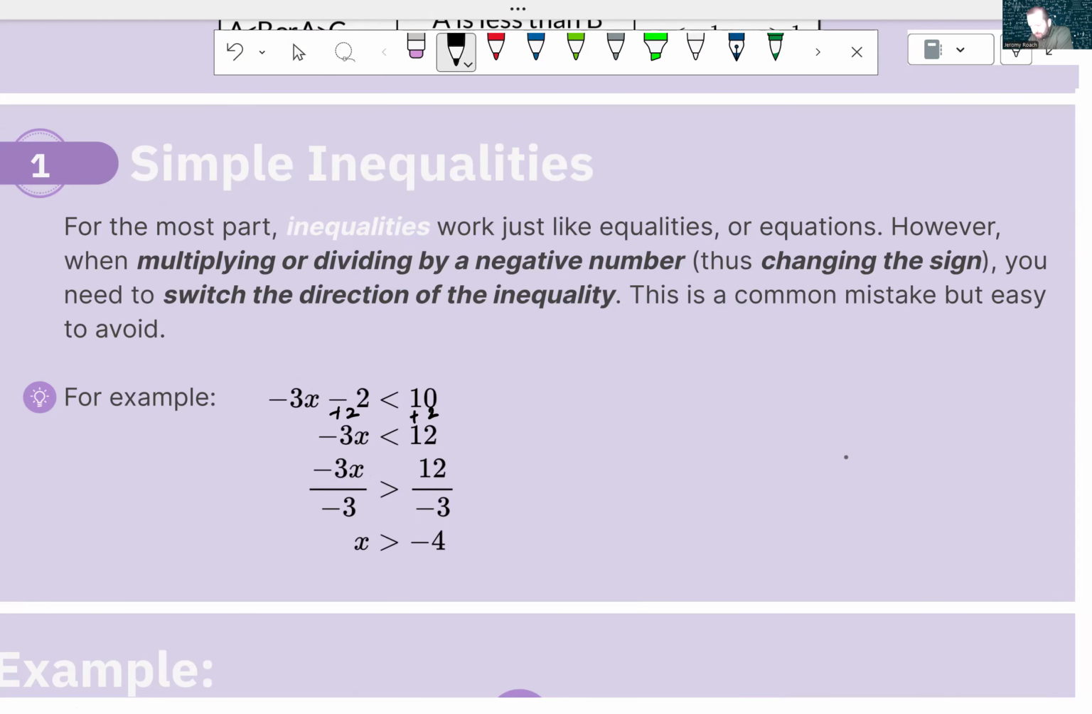So let's see what happens if we plugged in -4 for x. If we plugged it in directly and we said that x is -4, we'd get +12 minus 2 is less than 10. And we get 10 is less than 10. And that's a false statement. So we plugged in -4 and we got a false statement. And that's because x has to be greater than -4. So it could be -3, -2, -1, 0, 1, 2, 3, 4. Could be any of those, but it can't be -4. It can't be -5. Can't be -6.